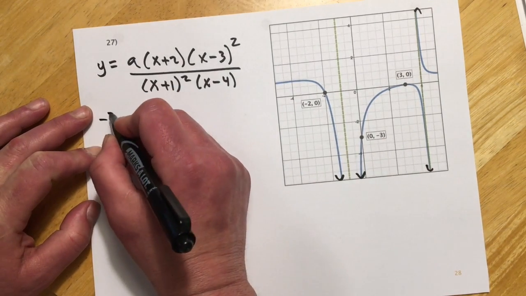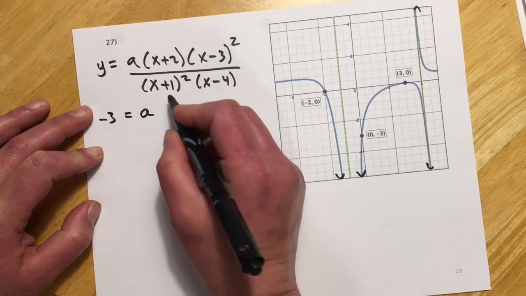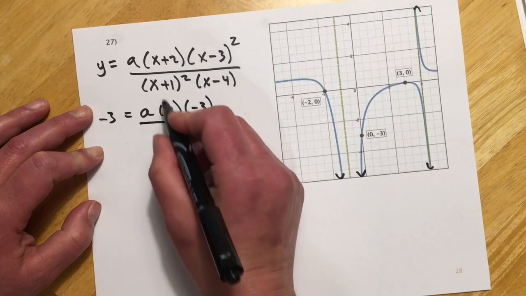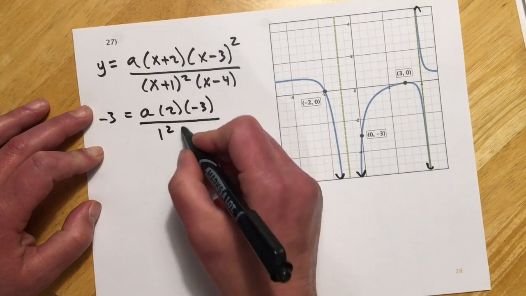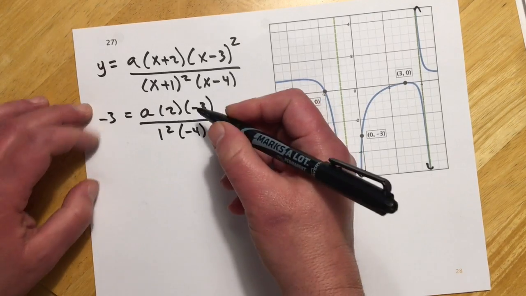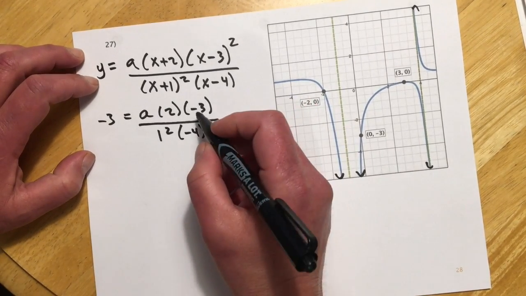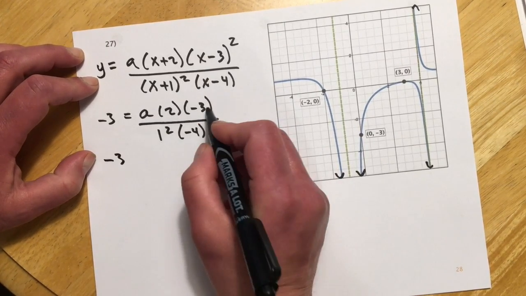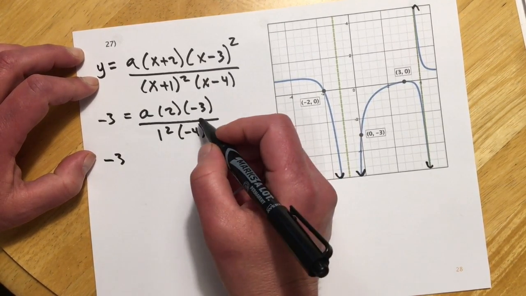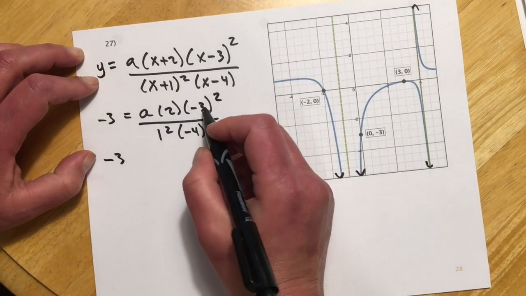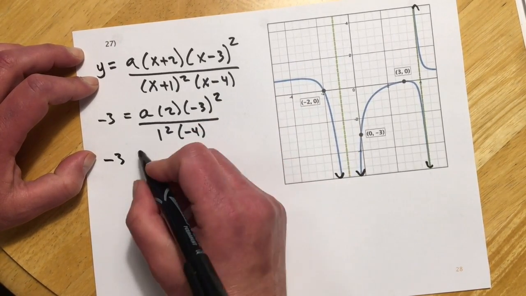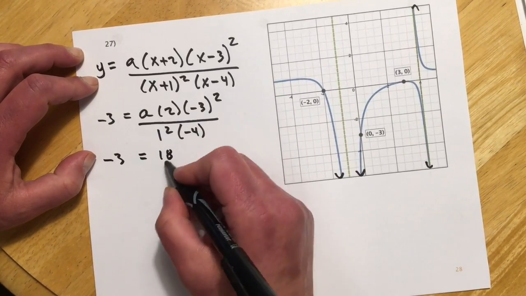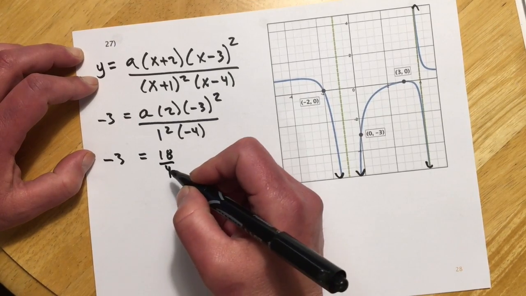So y is negative 3, a is what we're trying to work out. So this will be 2, negative 3, 1 squared times negative 4. And let's see if I clean all that up. I have a double negative, so it'll end up positive. And this is going to be 6. Oops, I dropped a square. There it is. So it'll be 9 times 2 is 18 over 1 squared times 4 will be 4.